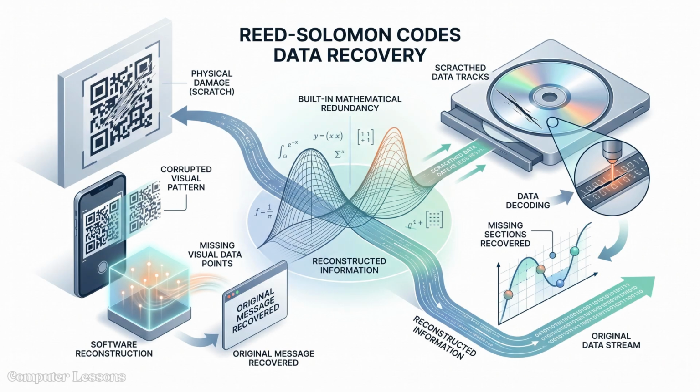You find Reed-Solomon codes in every QR code on a wall and every compact disc in a player. You can scratch a portion of a QR code and the camera can still read the original message. The mathematical redundancy built into the image allows the software to reconstruct the missing visual data points.